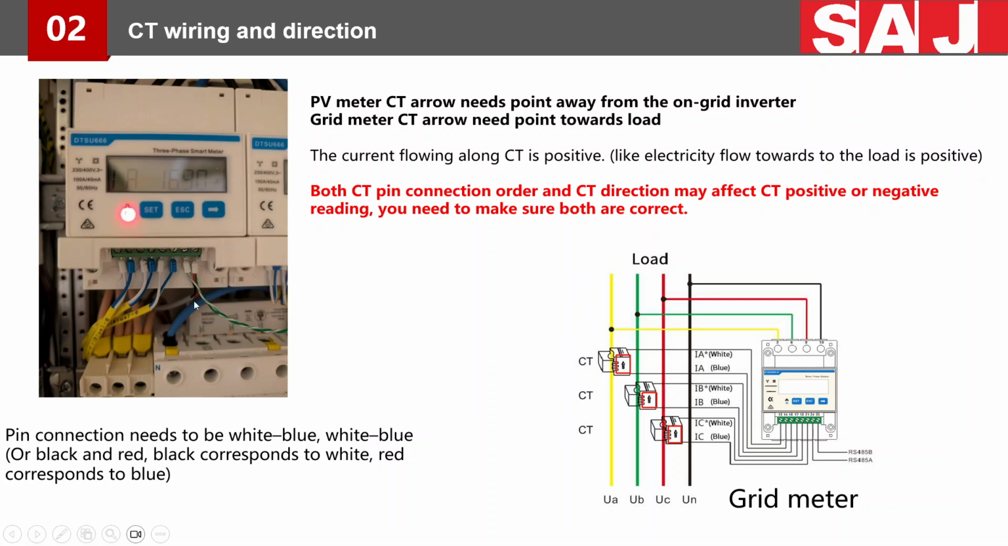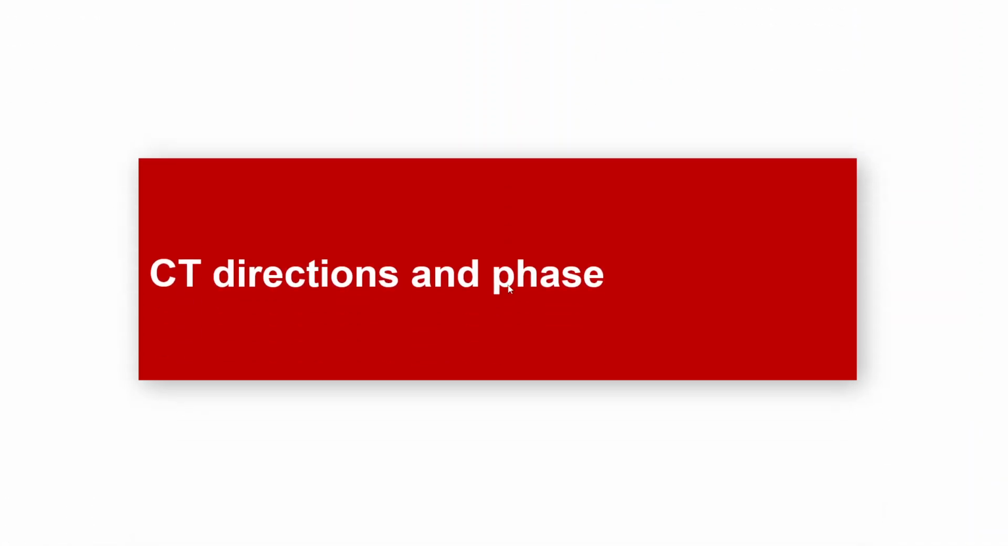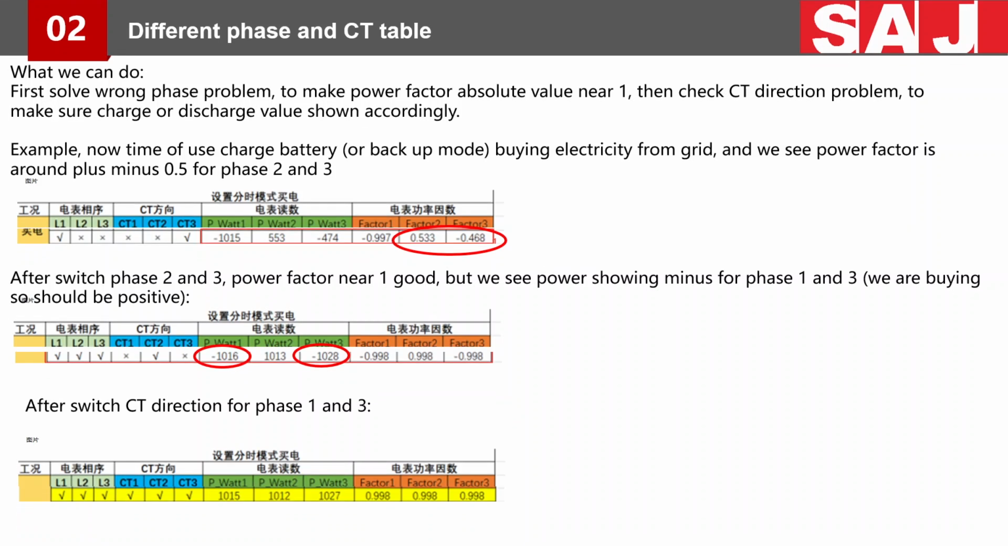You also need to remember that when connecting the CT, the pin has to be white, blue, white, blue, white, blue. Otherwise, if you connect backwards, then the CT direction is reversed. Like here it shows, if you have the wrong phase, then you will have a power factor near 0.5. And if you have the wrong CT direction, then the plus and minus values will be wrong.